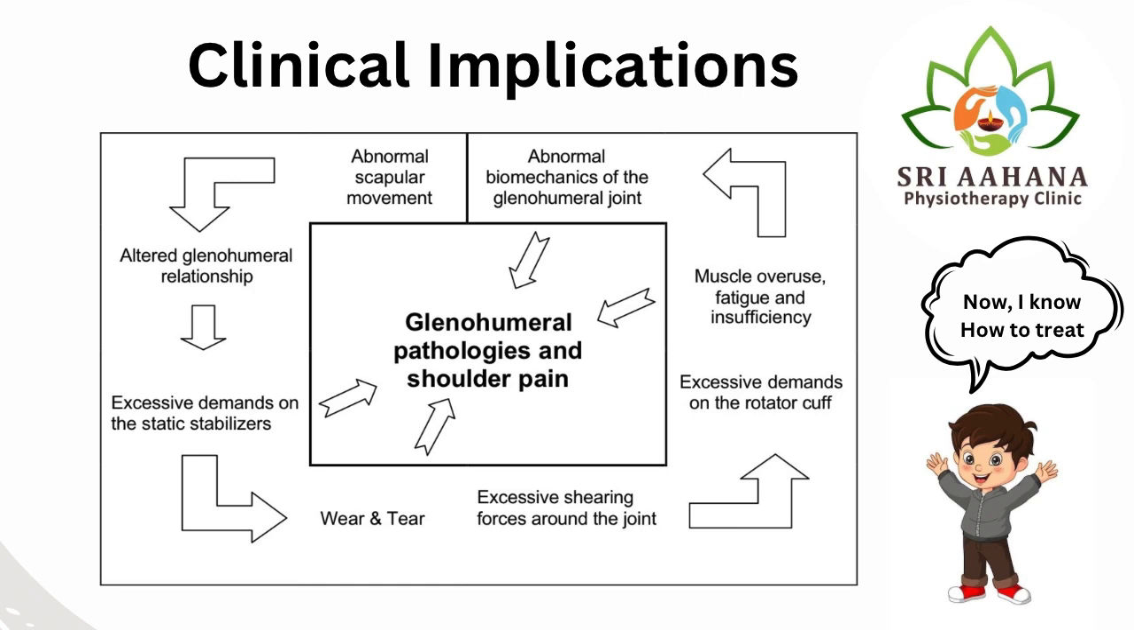When there is more demand for the rotator cuff, it causes muscle overuse, fatigue and insufficiency. And it leads to abnormal biomechanics of the glenohumeral joint, thereby causing glenohumeral pathologies and shoulder pain. So it is very important to note the abnormal scapular movements and correct them, because that reduces the demand on the static stabilizers and also the rotator cuff.